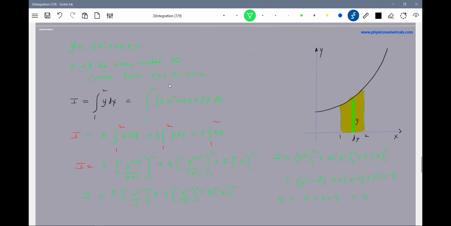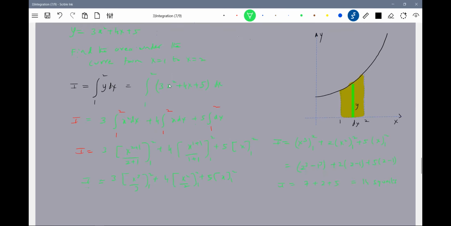This is the area under the curve. Square units, you write it. What is that 14 square? So what should you write? What is the meaning of this, sir? Area of the yellow color region. Got the idea now?